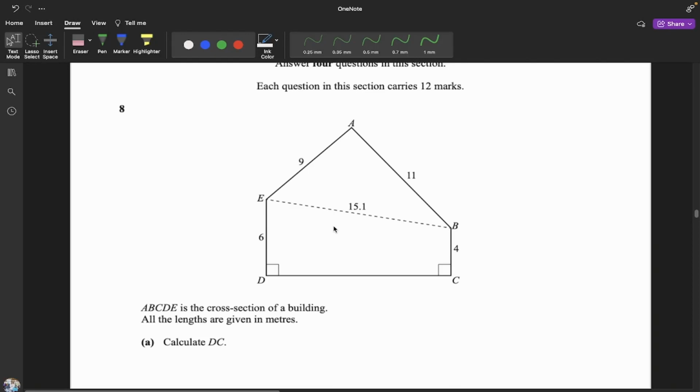This is a question for Cambridge IGCSE. Question number 8. The paper is given in the description. You can download and try it on.